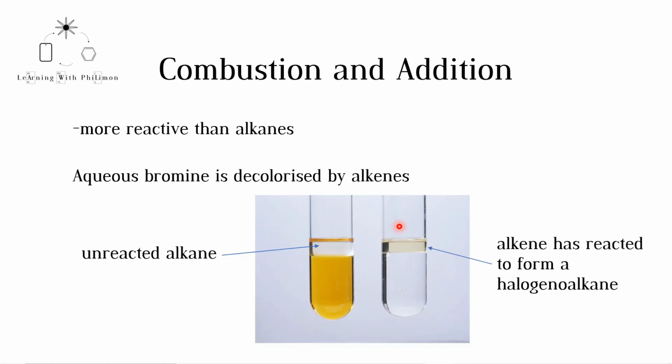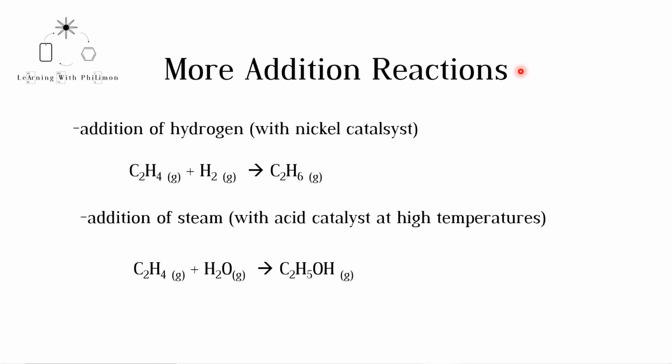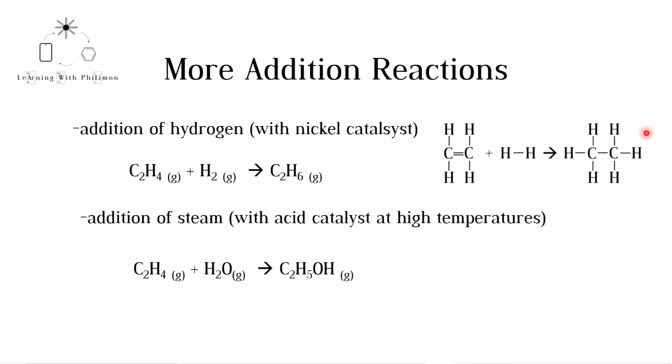Now let's take a look at other addition reactions alkenes undergo. Alkenes can also react with hydrogen gas in the presence of a nickel catalyst. For example, ethene reacts with hydrogen gas, H2, to form ethane, C2H6. The carbon-carbon double bond breaks, yet again, and each carbon can form a single bond with a hydrogen atom. In this type of reaction, an alkene is converted to an alkane, in this case ethane.